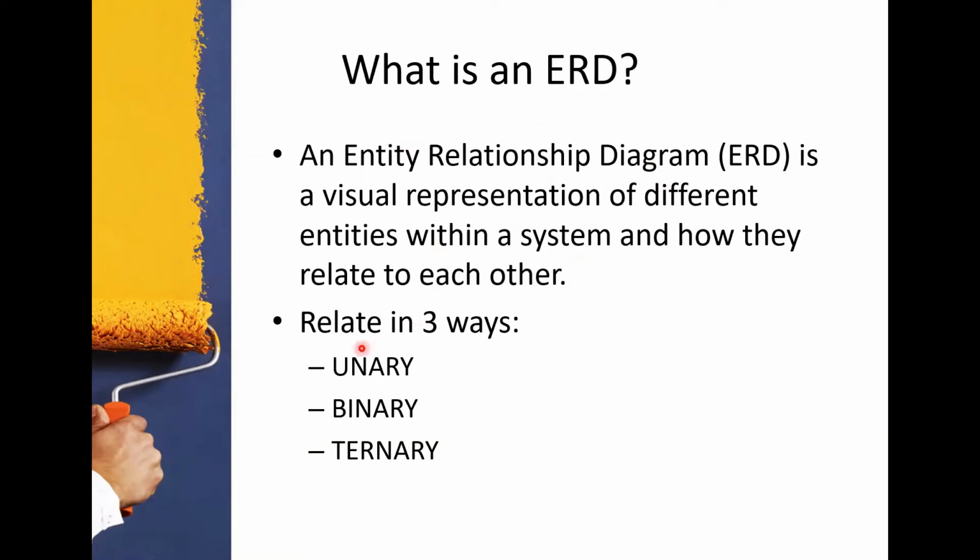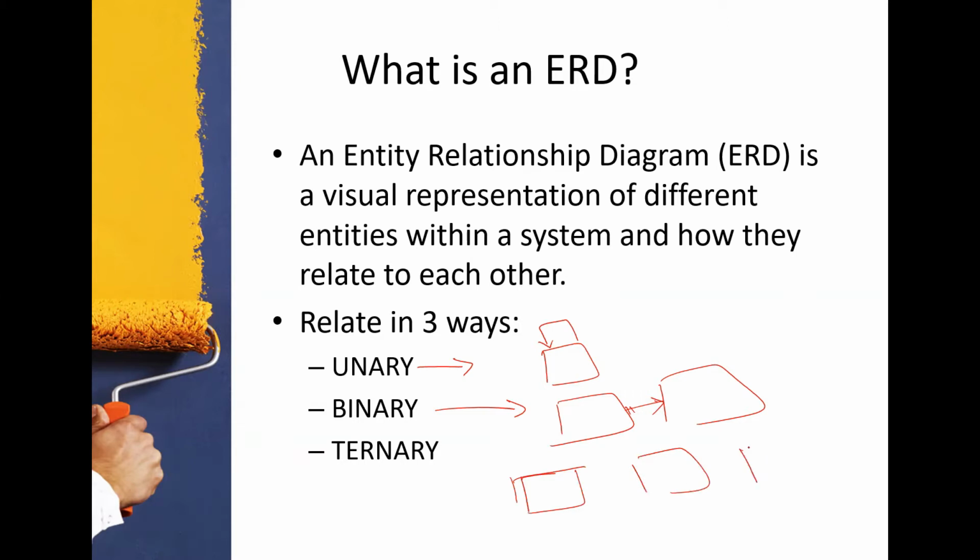Okay, they relate in 3 ways. We have the unary, binary and ternary. When we say it's unary, the relationship is based on this table only. When we talk about binary, it consists of 2 tables that have a relationship with each other. Ternary has a connection of 3 tables. That is what unary, binary and ternary mean.